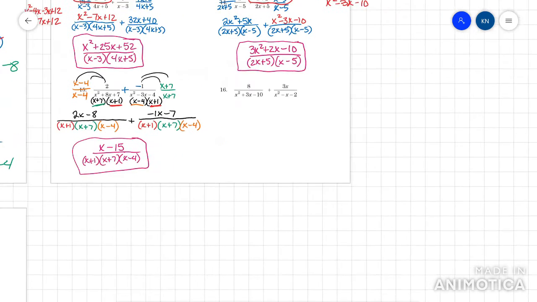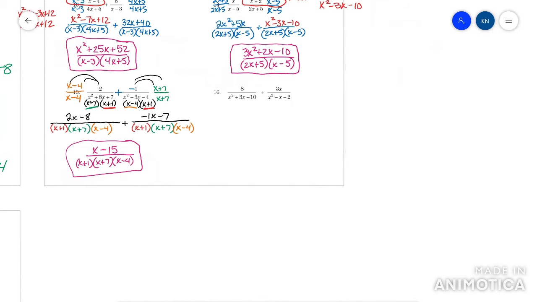Okay, and then the last one here, same scenario. You've got trinomial on bottom, so I would start out by factoring it. The guy on the left needs that x plus 1. That's the only part he's missing. The guy on the right needs x plus 5. That's the part he's missing. See now how they would both have all 3 of those pieces?